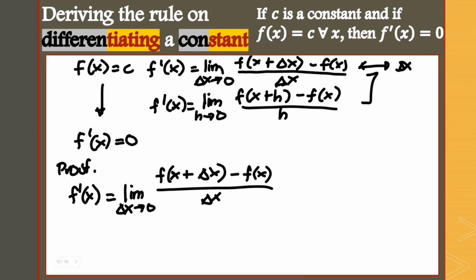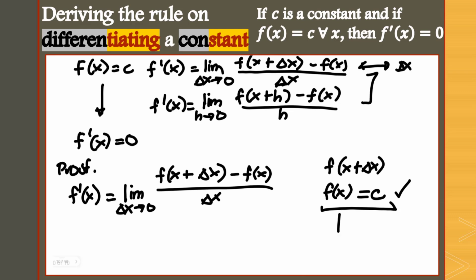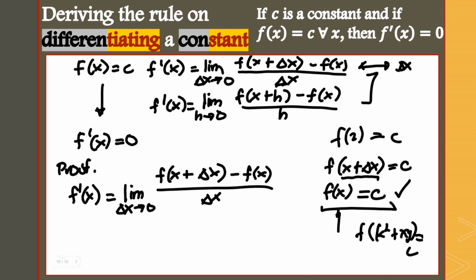So what we could do is assume the values of f of x plus increment of x and f of x here. Since f of x is already given as c, so this is already its value. But of course, part of the definition is that f of x is equal to c for all values of x. So even if x is changed into x plus delta x, this is still equal to c, because if you have here f of 2, that's c. If f of k squared plus xy, this is still equal to c, because for all x, the function is equal to c. So let me remove the other scribbles that I have made.